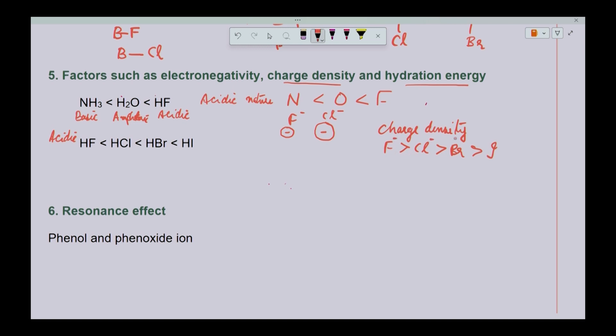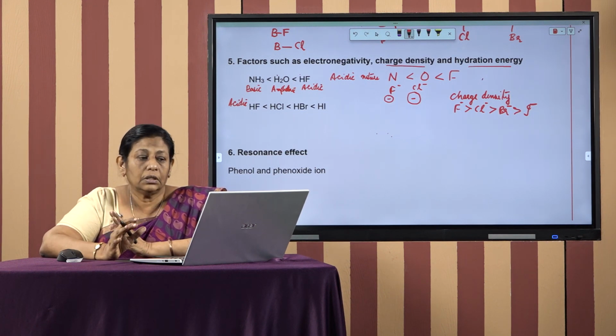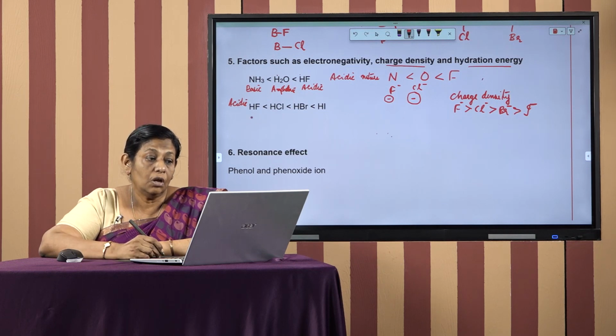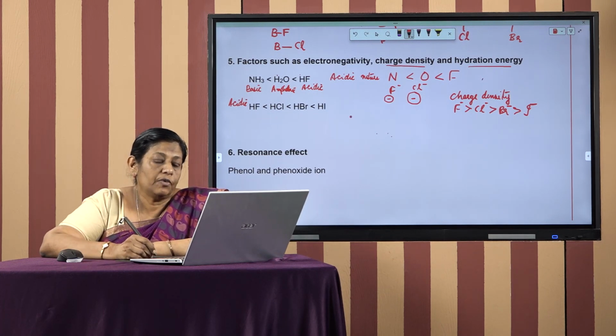I mean, you take the ions. Okay, fluoride, chloride, bromide ions. Actually hydrogen should go out, but the charge density on iodine will be very less, so it won't attract the H plus ions, it will let the H plus ions go. Fluorine has the highest charge density, it won't let the H plus ion leave from it. Okay, that is one factor.